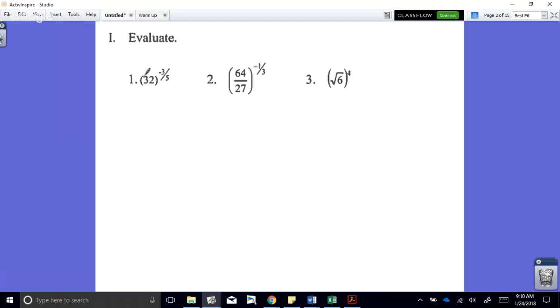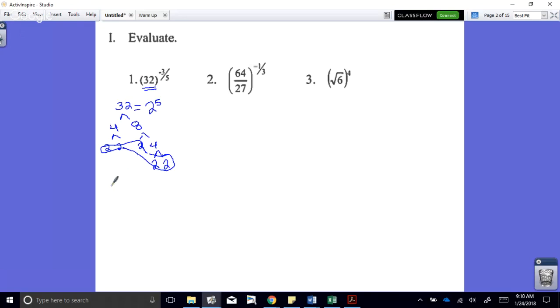Okay, the first one that we're looking at is 32 to the negative 3/5. The approach I would take is to take this 32 and break it down. Okay, 32 is 4 times 8 times 2. 8 is 2 times 4. And 4 is 2 times 2. Look along the outside. 32 is 2 times 2 times 2 times 2 times 2.